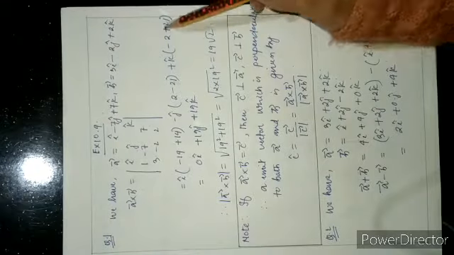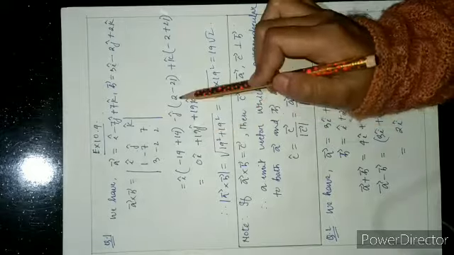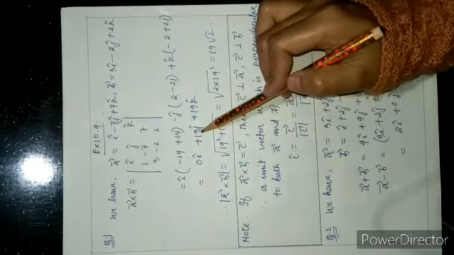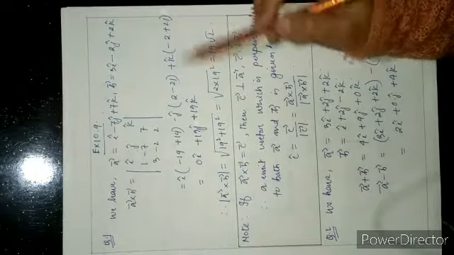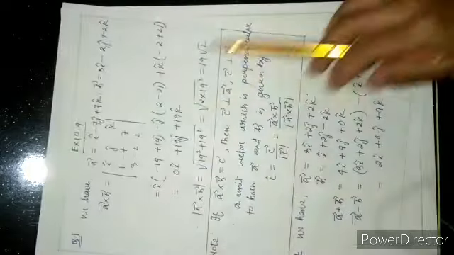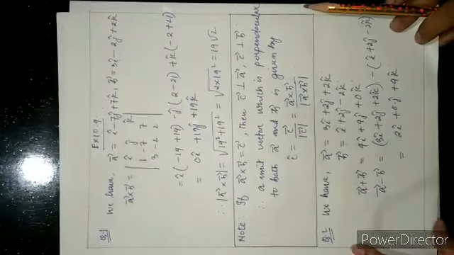Minus minus plus. Minus 14 plus 14 is 0. i cap, 2 minus 21 is minus 19. Minus minus plus. We have 19 j cap. Minus 2 plus 21 is equal to plus 19 k cap. These are the components of A vector cross B vector.